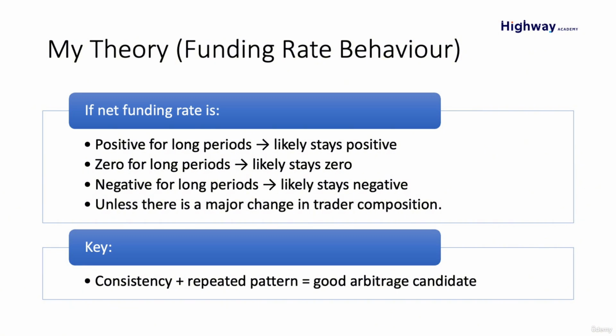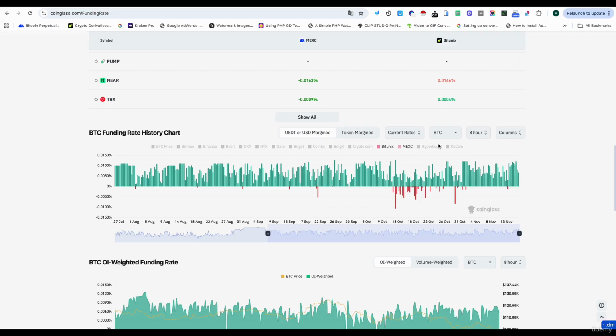On the other hand, if the net funding rate between a pair of exchanges stays negative over a long period, it usually continues to stay negative in the future unless there is a major change in the types of traders participating on those exchanges. In other words, when we see a strong positive trend in the net funding rate, it often continues to stay positive. And this is exactly the kind of pattern we want when choosing a good funding rate arbitrage pair. Let's look at another example so you can understand my theory even better.